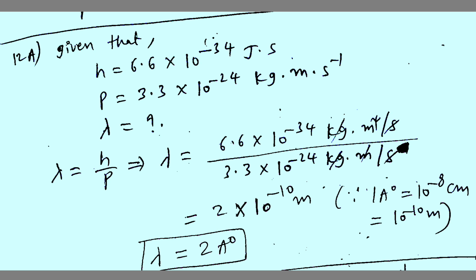Now we have to calculate the lambda value. Lambda is equal to h by p from the De-Broglie's wave theory. Now we have to substitute all the values in this formula, then we get answer 2 into 10 to the power of minus 10 meters. We know that 10 to the power of minus 10 meters is nothing but 1 Angstrom. Then finally we get answer lambda is equal to 2 Angstroms.